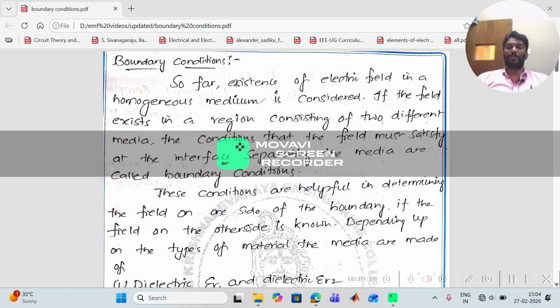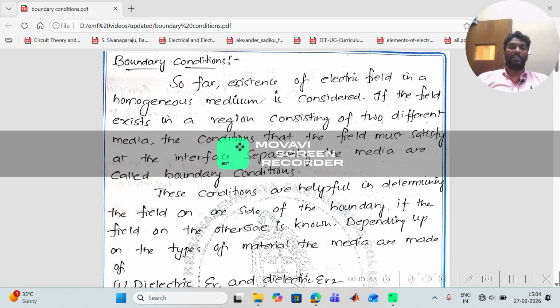In practical engineering problems, materials are never infinite. Every interface matters. Boundary conditions help us solve real world electromagnetic problems. Maxwell's equations give us differential equations, but boundary conditions provide the necessary constraints to uniquely solve them.